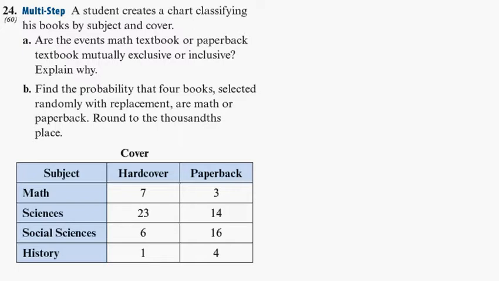A student creates a chart classifying his books by subject and cover. Are the events math textbook or paperback textbook mutually exclusive or inclusive? I want you to focus in on this word "or," because we're going to need that in a minute. But what we want to know right now is, is it mutually exclusive or inclusive?